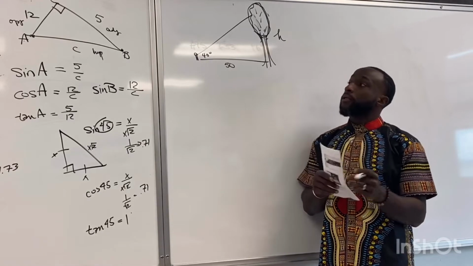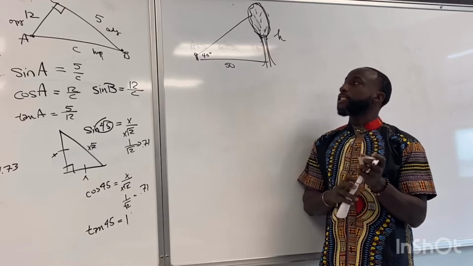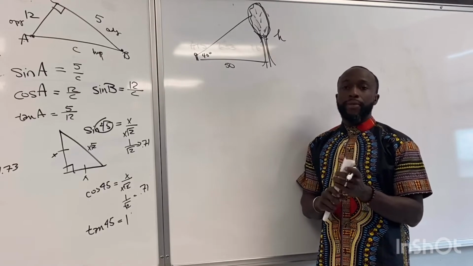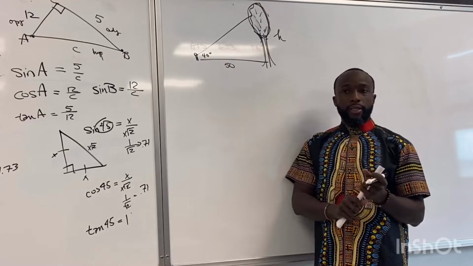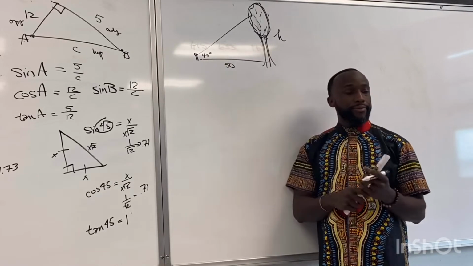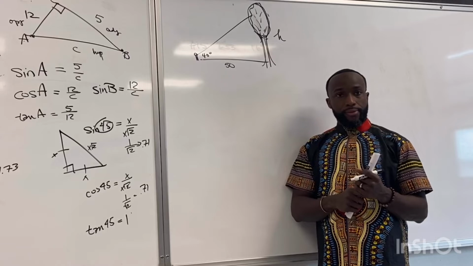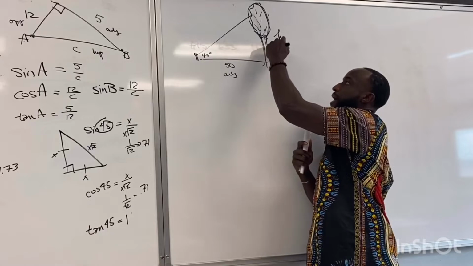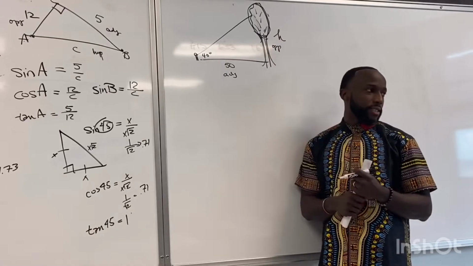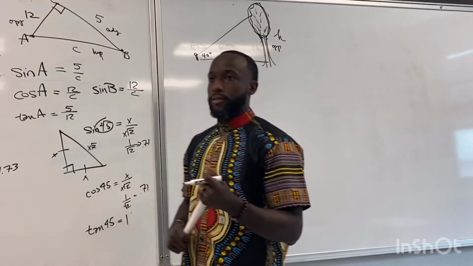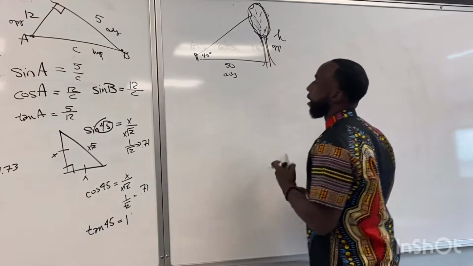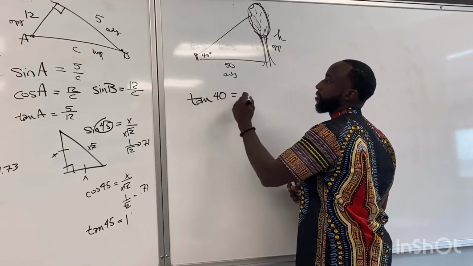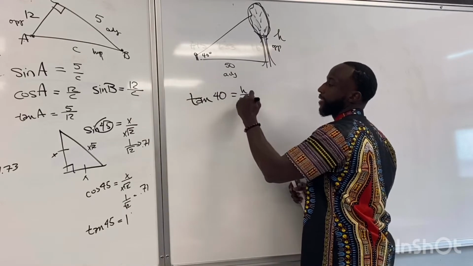Now, based on our trig identities, which portions of the trig identities do we have here? Looking at angle 40, we got the adjacent side and the what side? Opposite. The opposite side. What trig identity has the opposite and adjacent? Tangent. Good. So let's write it out. We'll have tangent 40 equals opposite h over adjacent.